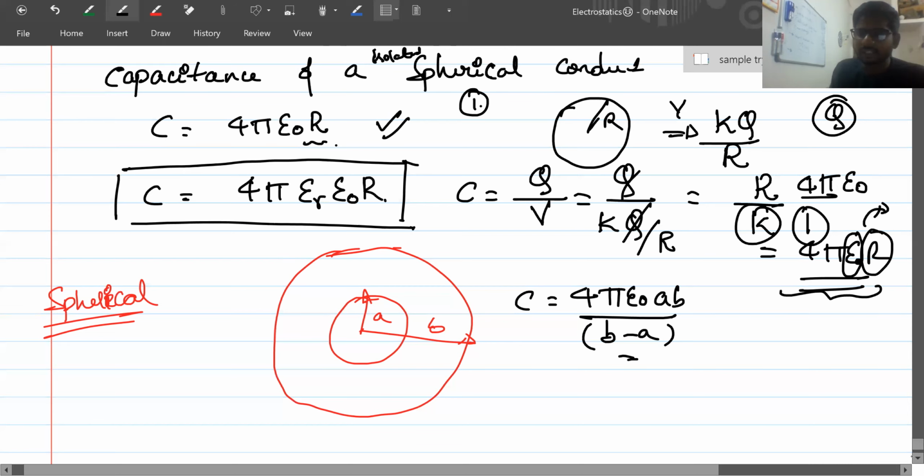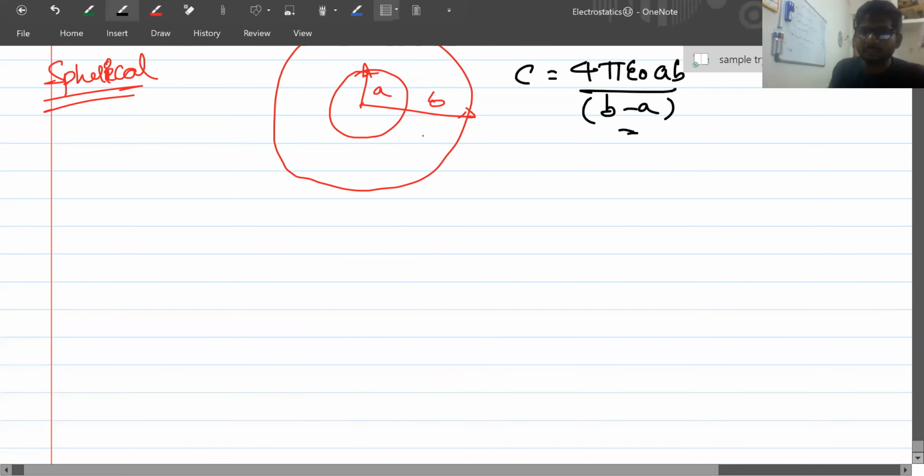Similarly, this formula can also be derived by bringing the charge from infinity to here and finding the charge versus potential relation. If we derive the formula as Q equals some constant into V, this constant will give you the capacitance value. So this capacitance formula can be remembered.